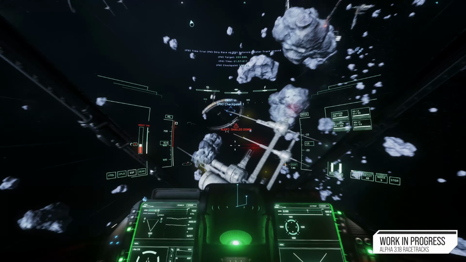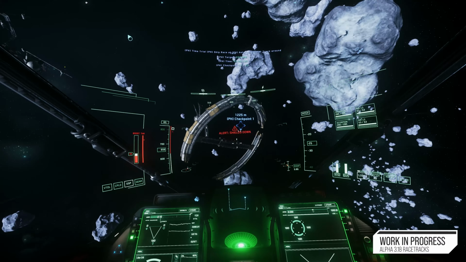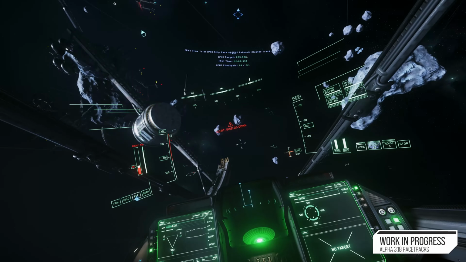We're using lots of the natural formations of the rocks themselves and also asteroid tethers and stuff like that that are already in the game. Those are our natural checkpoints for the race.